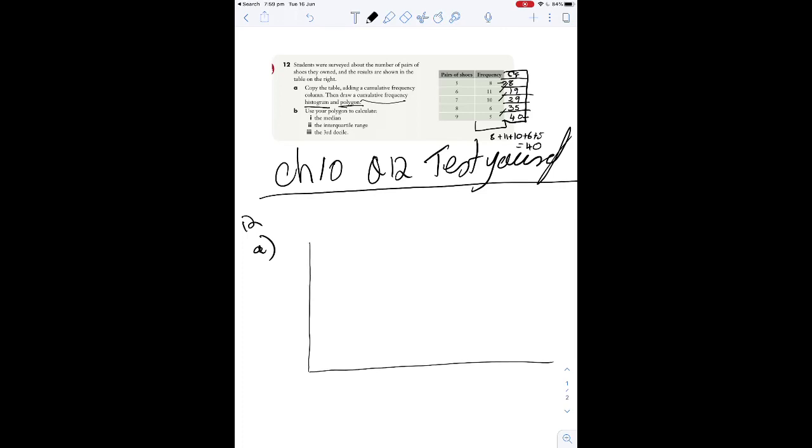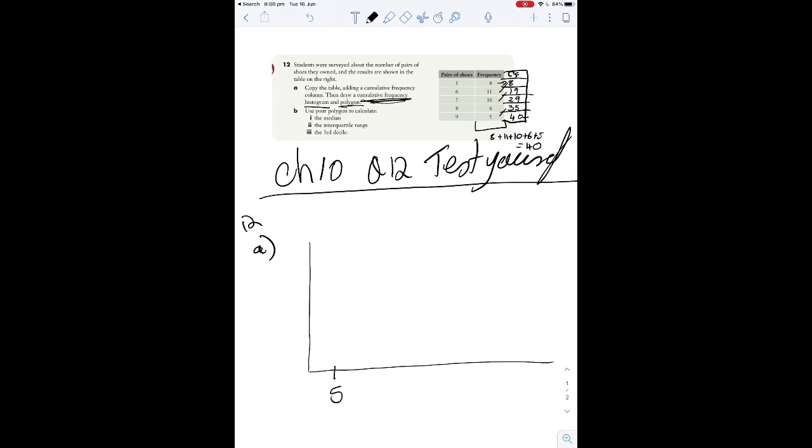I'm assuming it's for the cumulative frequency. Okay, it should specify, but I'm going to assume it's for the cumulative frequency. All right. Yes, it says so, because then I draw a cumulative frequency histogram. All right, so then in that case, my data is down here, right? So how many pairs of shoes? 5, 6, 7, 8, 9.